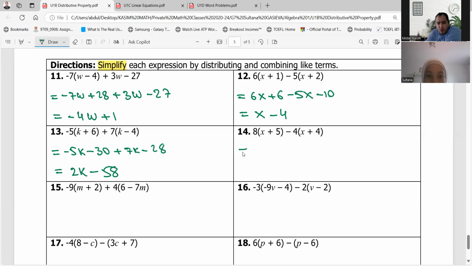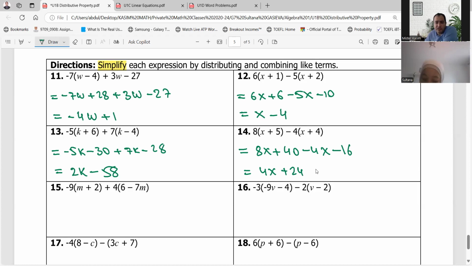Look, first you open the parentheses: 8 times x is 8x, and plus 8 times 5 is plus 40. Done with this part. Second one: negative 4 times x is negative 4x. Negative 4 times 4 is negative 16. Now like terms: 8x and negative 4x are like terms. 8x minus 4x is 4x. And 40 minus 16 is 24. That's it. So we open parentheses and combine like terms.